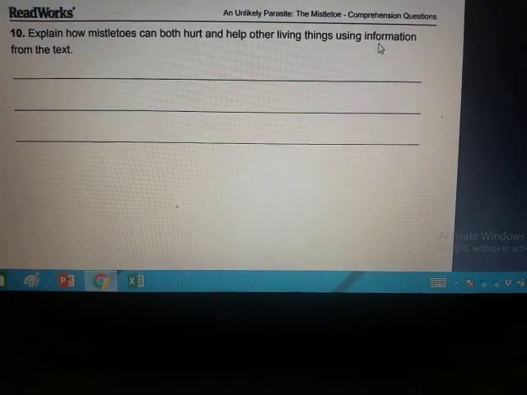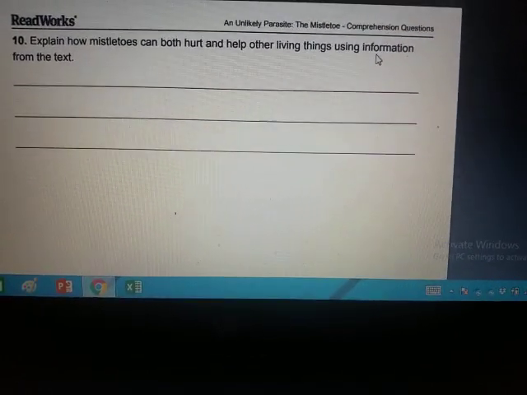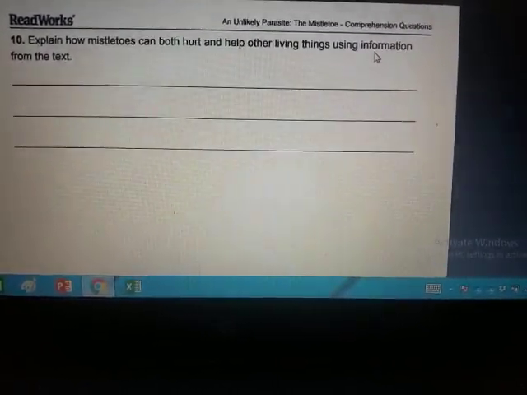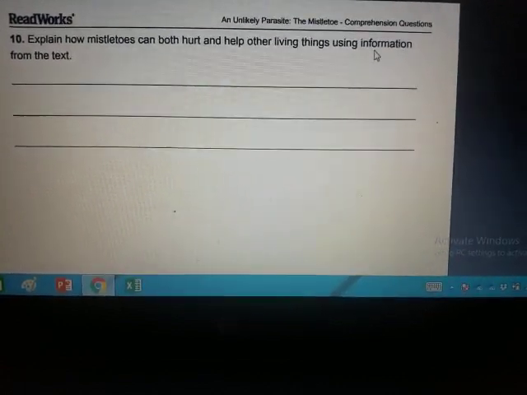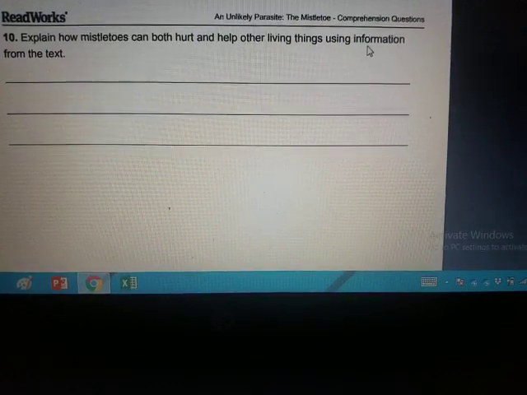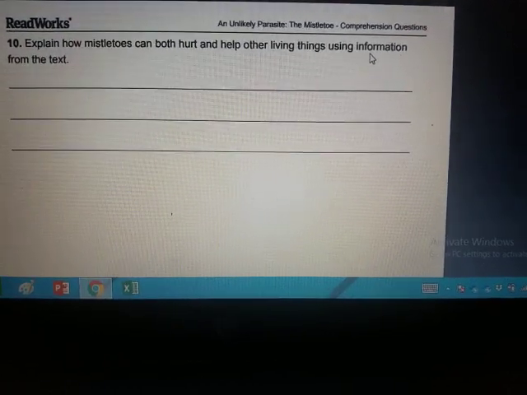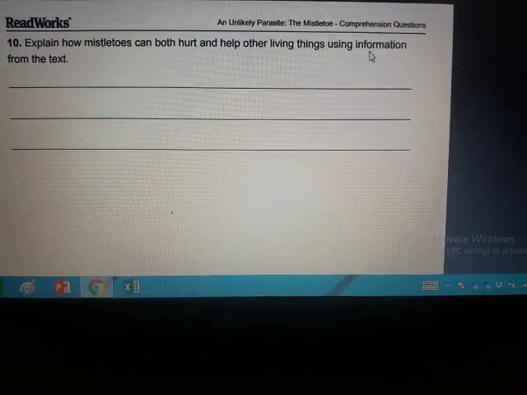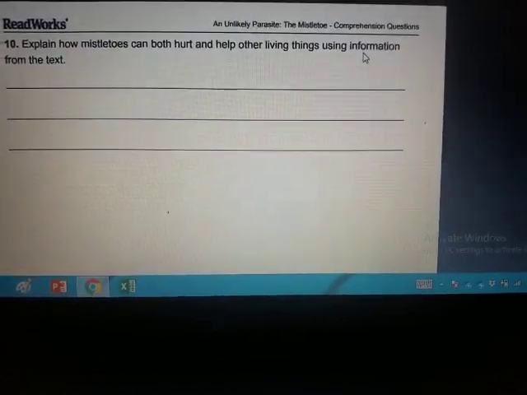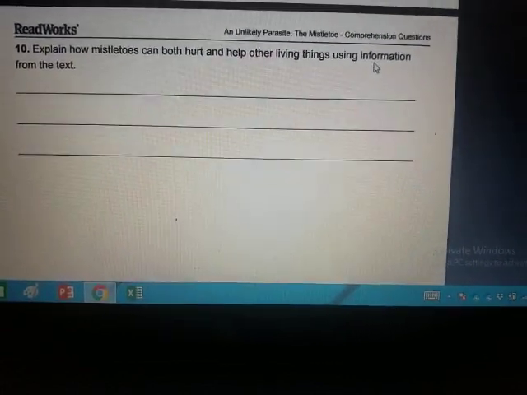And the last one, explain how mistletoes can both hurt and help other living things using information from the text. So you're going to tell me how the mistletoe can hurt other plants, and then tell me how mistletoes can help other plants. So you're giving me 2 sentences. You're telling me how they could help other plants and how they can hurt other plants or other living things. So again, tell me mistletoes can hurt other living things because they do blah, blah, blah, period. Mistletoes can help other living things because blah, blah, blah. So you're telling me how they can hurt and how they can help.